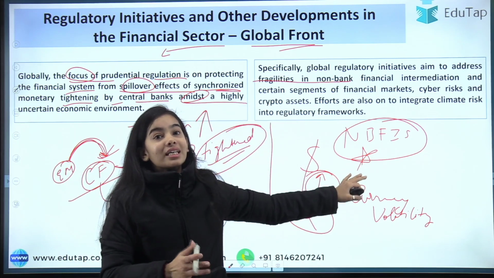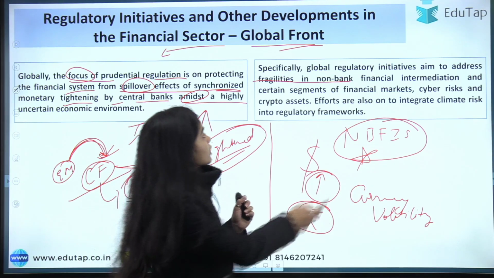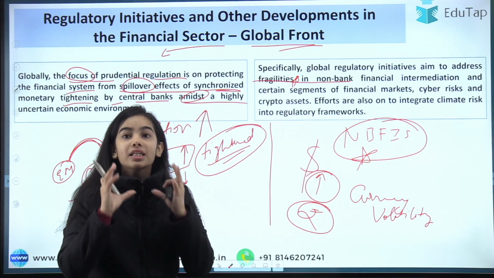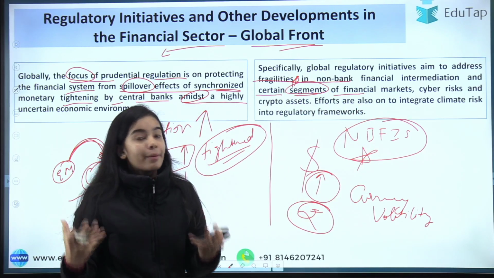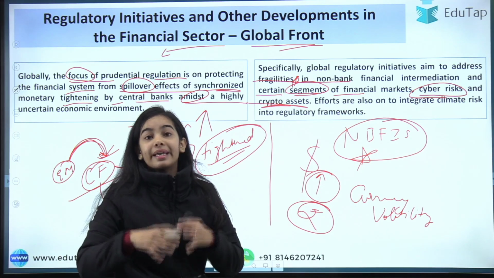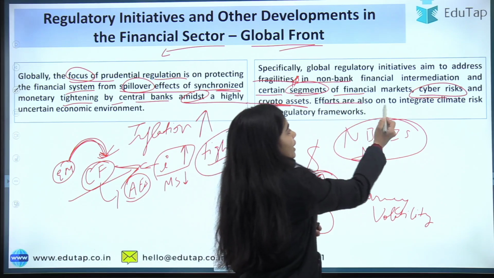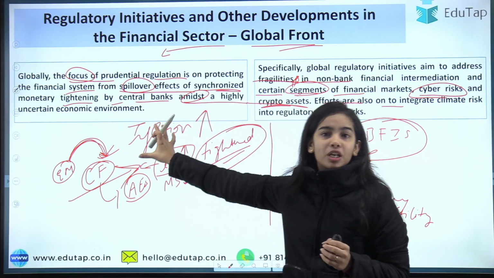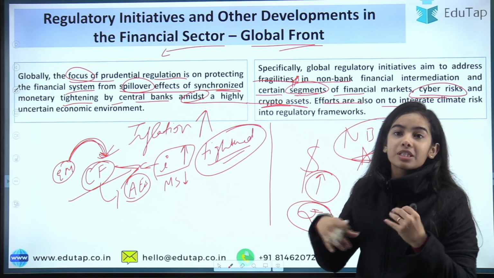But the NBFCs are more fragile, they do not have to maintain the CRR, SLR, you can think like that. So they are very fragile, and the regulatory initiative is to make the NBFIs stronger. Certain segments of the financial markets need to be made stronger. Cyber risks are also coming. Crypto assets are also creating a very big threat to the regulation of the global system. Efforts are also being made to integrate climate risk into the regulatory framework. So you can understand that there is much spillover happening, and now the regulatory system of the global financial system is being made stronger.